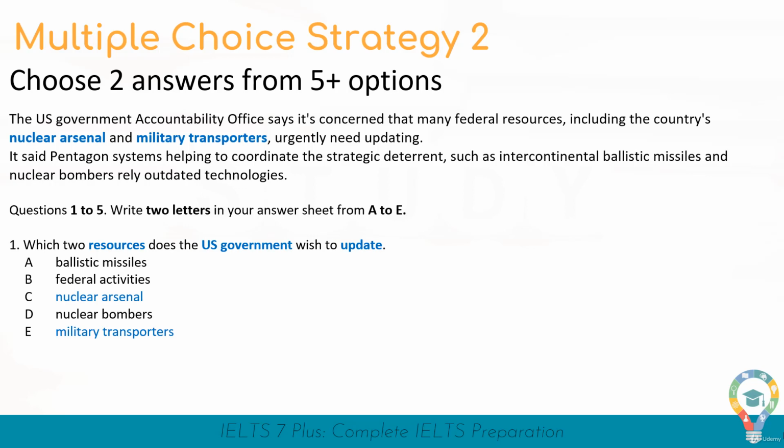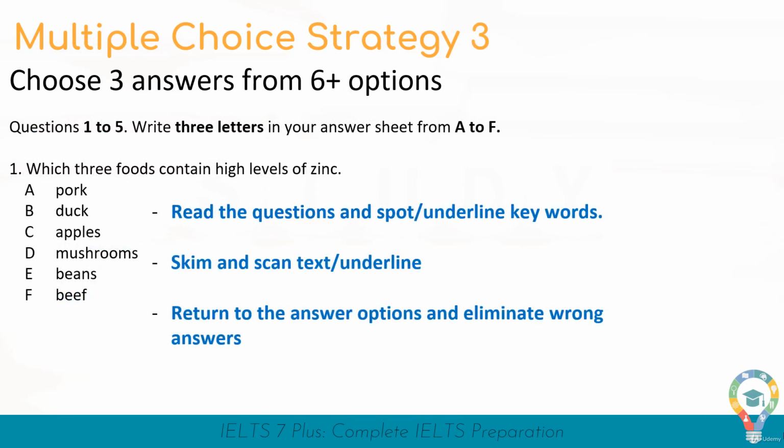Let's take a quick look at multiple choice question type 3, which is choose 3 answers from 6 or more options. I've just got an example of the question, as this is very similar to the other 2 multiple choice types. So, questions 1 to 5, write 3 letters in your answer sheet from A to F. Which 3 foods contain high levels of zinc? So this is just an example of this multiple choice question type.